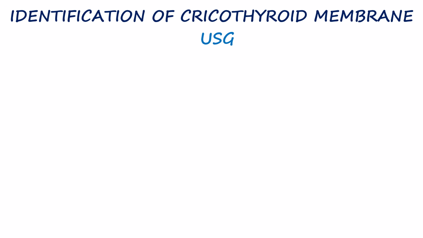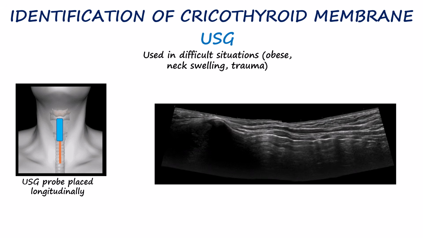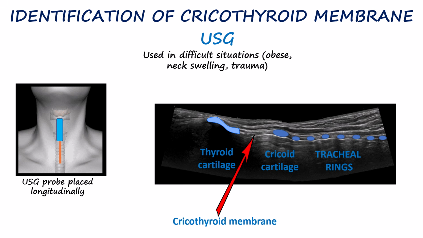Ultrasound can be used to identify the cricothyroid membrane, especially in patients with difficult or obscured anatomy such as obesity, neck swelling, or trauma. A high-frequency linear probe is placed on the anterior neck in a longitudinal orientation. The tracheal rings and cricoid cartilage are described as a string of pearls, with the largest pearl at the cranial end representing the cricoid cartilage, and the thyroid cartilage lying above it. The cricothyroid membrane lies between these cartilages.